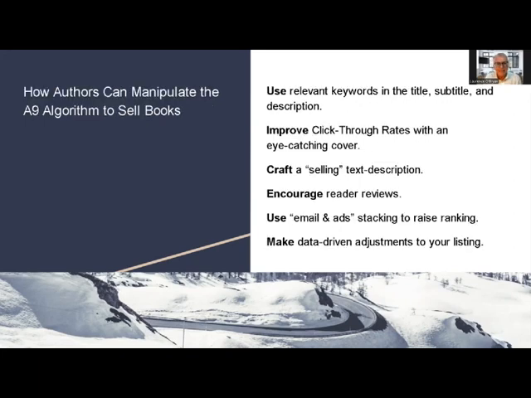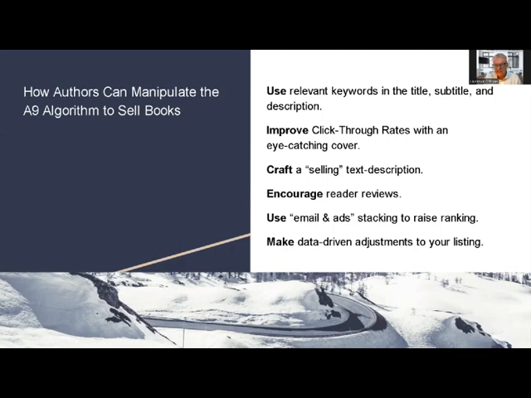So how can you manipulate the algorithm to sell books? Here are the key things to keep in mind. Use relevant keywords in the title, subtitle, and description of your book. Make sure words that are relevant to your book and its category are in the title, subtitle, and description if you can. You can improve click-through rates with an eye-catching cover. Make sure your cover is great, highly relevant for your genre.